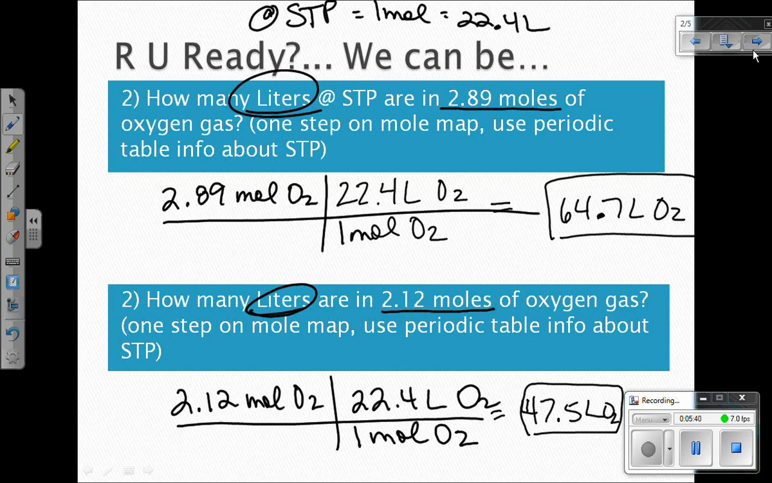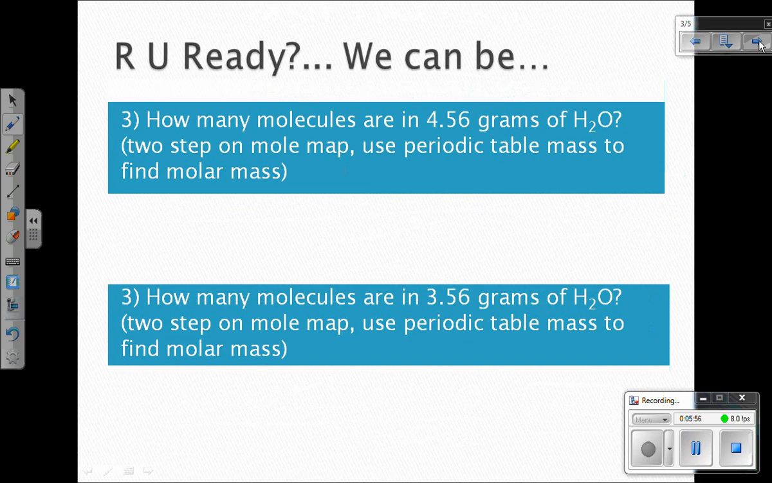Again, it's a one step because we just had one conversion factor that we had to use to cancel out the moles. Moles to moles, then we were automatically from moles to liters, and we're done. So that's just a single step on our mole map. All right, how many molecules are in this many grams?